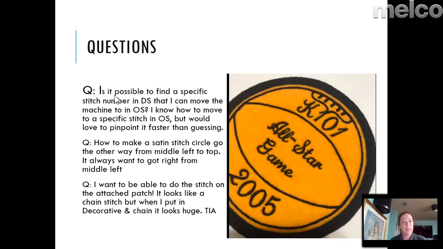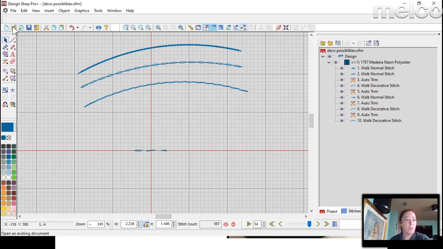So we had a question that said, is it possible to find a specific stitch number in DS that I can move the machine to in OS? I know how to do the move, but it would be really nice rather than guessing and moving to random stitches. So yeah, if you go find whatever file you want.